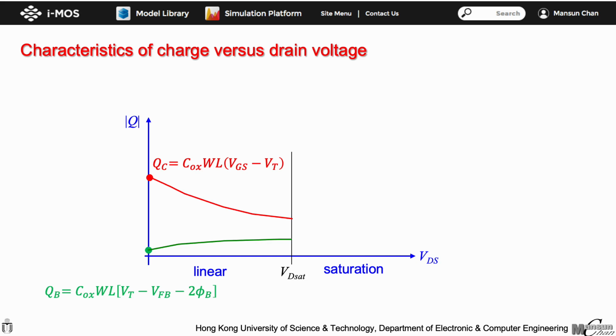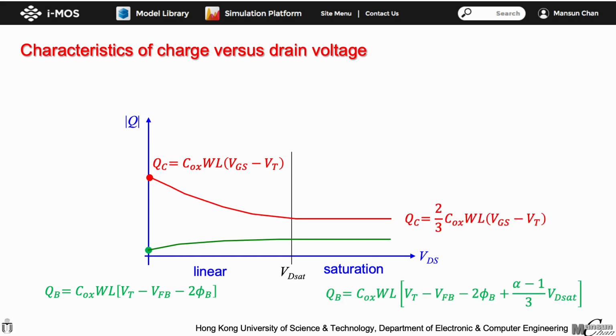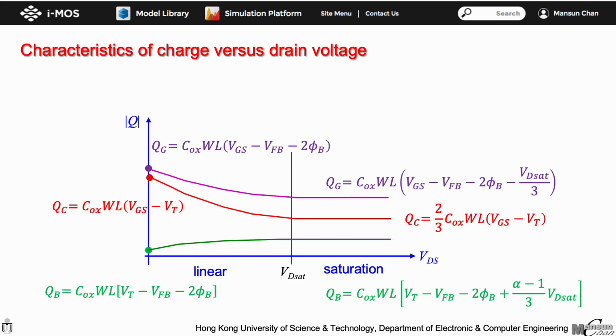When the drain voltage increases, QB increases and QC decreases because some of the QC is converted to QB. At the saturation point, the values are given by the equation shown in the graph. And the value of QC is always 2/3 of the initial value. After the MOSFET enters the saturation region, the charge will become a constant, with a value equal to that at the saturation point. The gate charge can be calculated by adding the two charges, and its characteristic is given here.